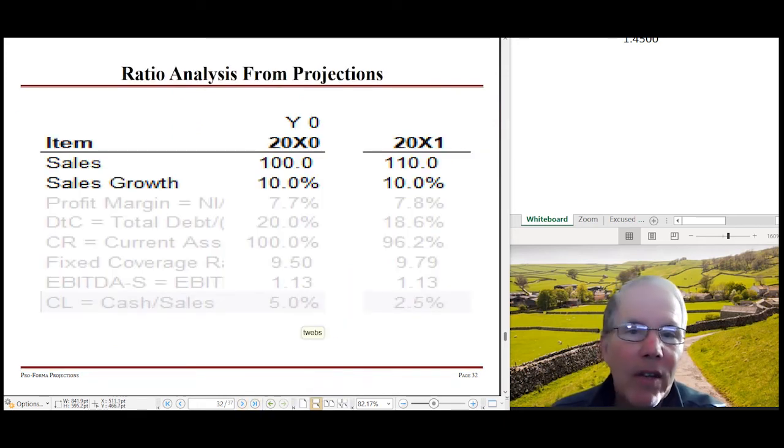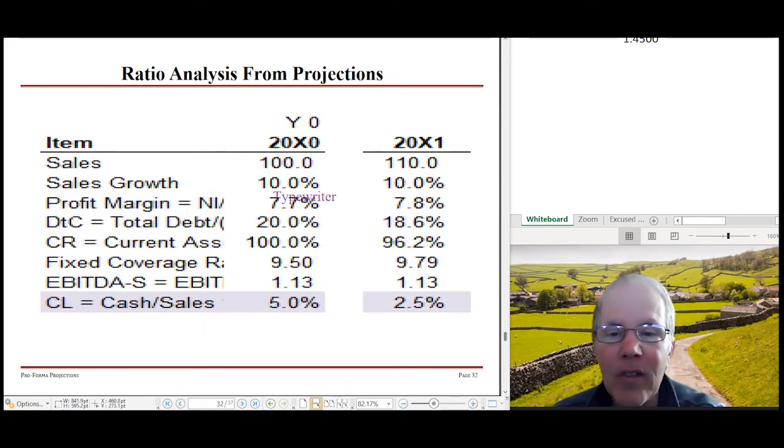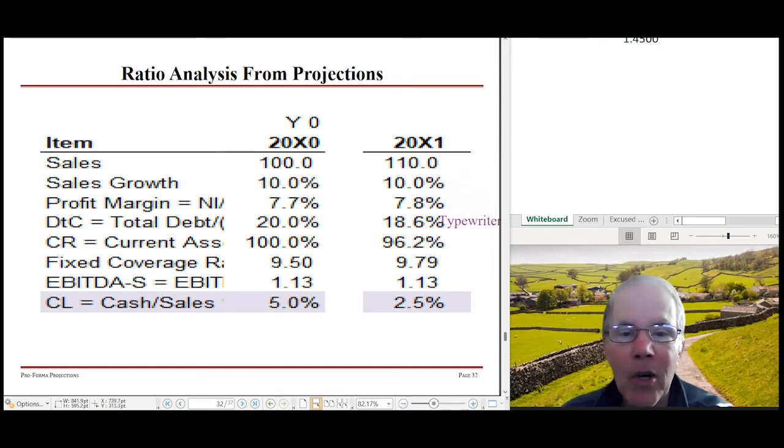Then let's get to the things that the CFO was asking for. She was asking for general ratio analysis. So here's the ratio analysis from the historical statements, and here's the ratio analysis from the new statements. Sales have grown from 100 to 110, or 10%. Profit margin is just about the same. And the debt to capital, debt over debt plus equity, has gone down a little bit.